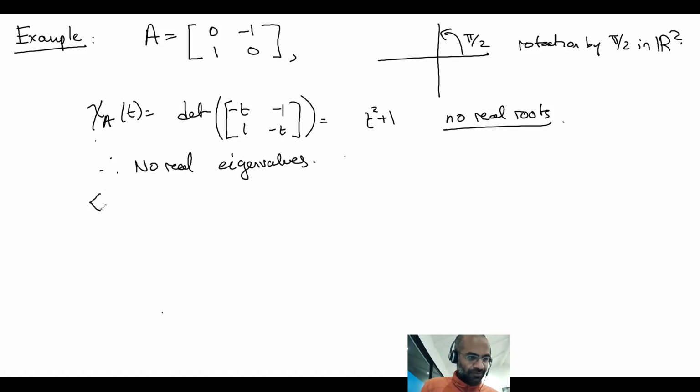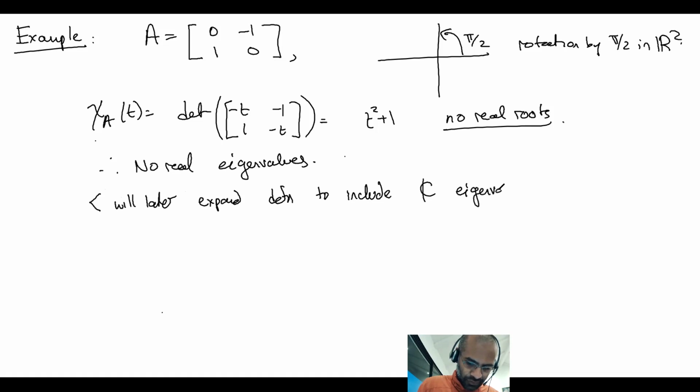But we will discuss complex eigenvalues later. So we'll later expand our definition to include complex eigenvalues. But don't worry about that right now. I don't want to scare you with complex numbers yet. So any questions about this? So in this case, there are really 0 real eigenvalues.